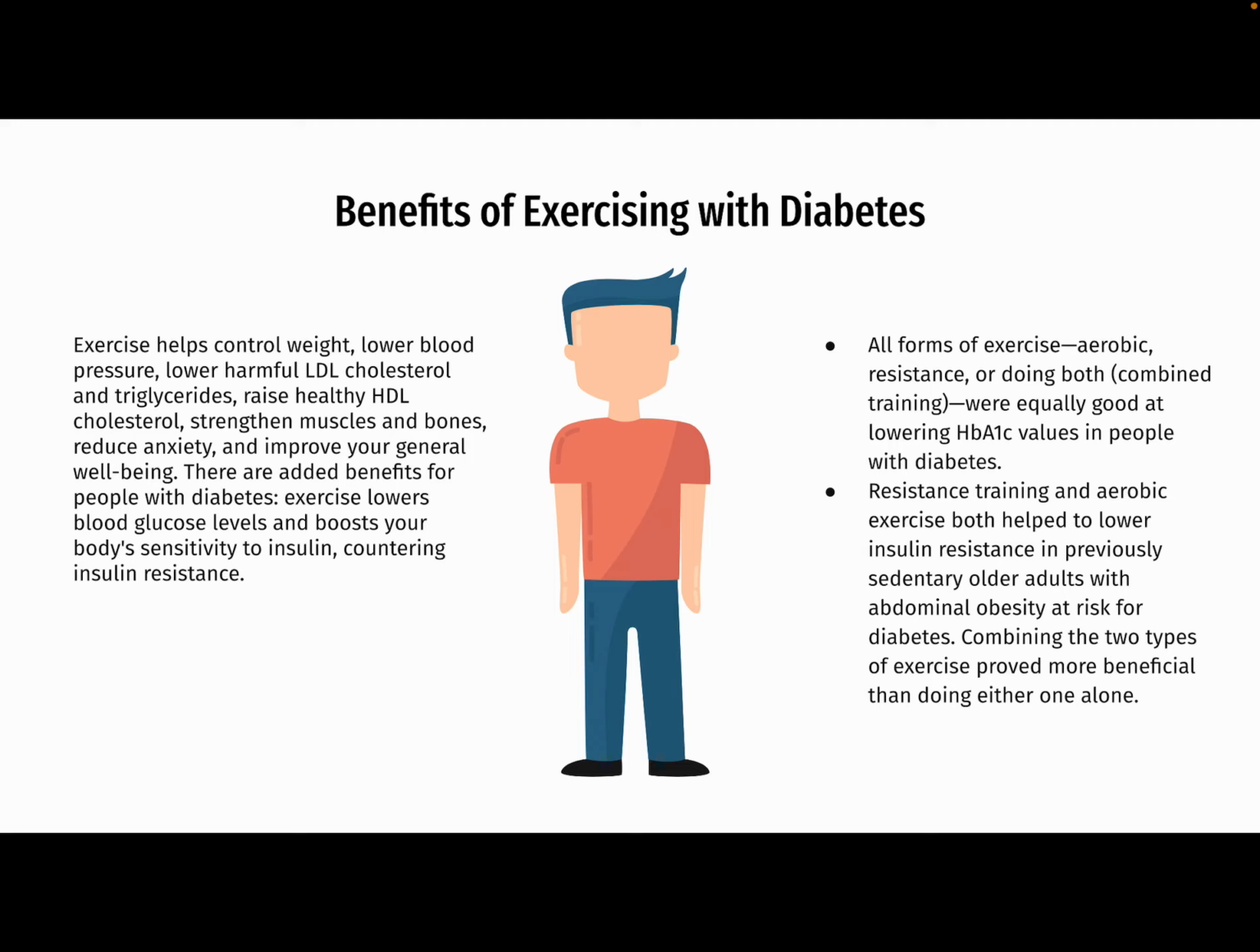Resistance training and aerobic exercises both help lower insulin resistance in previously sedentary older adults with abdominal obesity at risk for diabetes. Basically, this means that resistance training helps those who may have a sedentary lifestyle and who may be overweight or obese, because it'll lower their insulin resistance, causing the risk of diabetes, if they do not have it, to be lower. Combining the two types of exercises proved more beneficial than doing one alone, as a study that I read from the CDC showed.